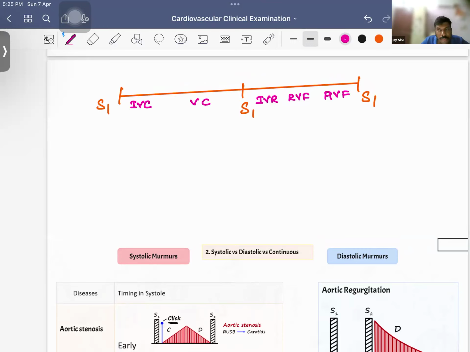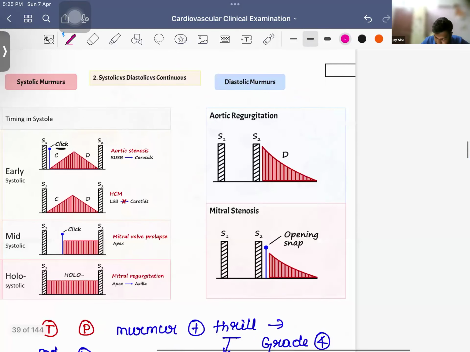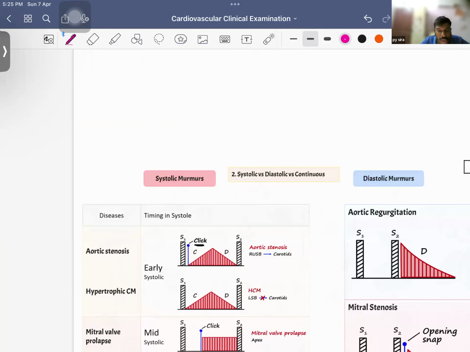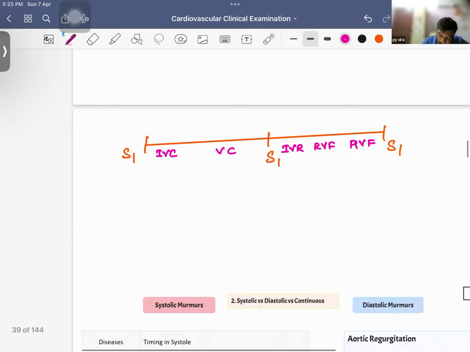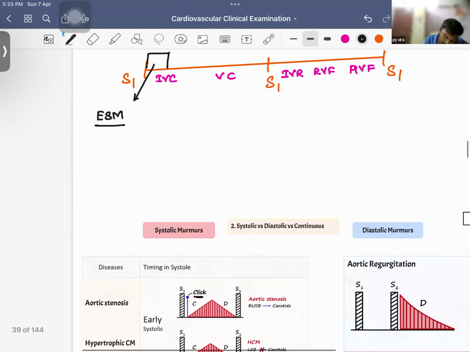Now, whenever a patient comes to you, this patient is going to have a lot of scenarios, and based on these scenarios, how are you going to make a diagnosis? Whenever any patient comes to you with heart disease, you have to see what kind of heart disease, and how it is going to correlate. First is this part, early systolic murmur.